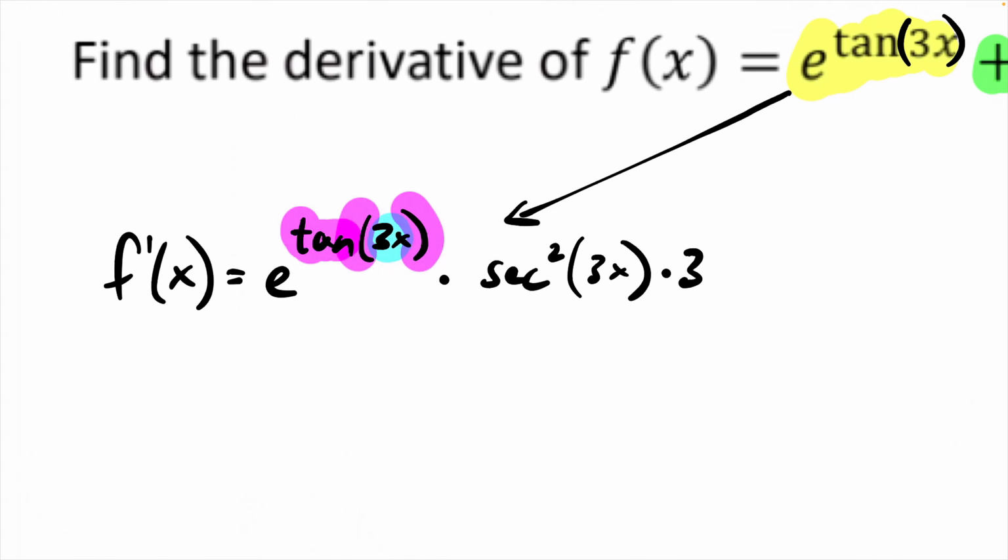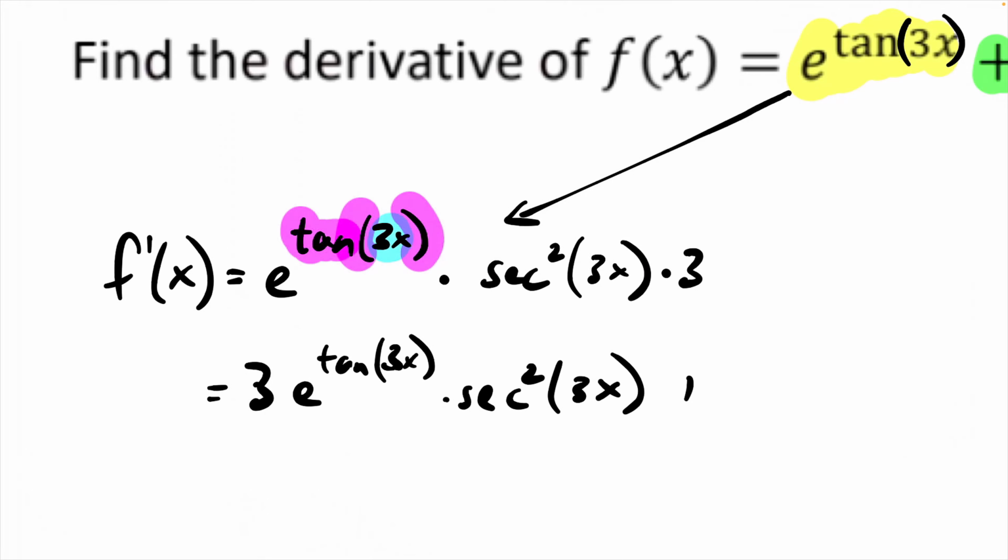First problem is done. You'll probably see it with the 3 in the front: 3 times e to the tangent of 3x times secant squared of 3x. That's probably a better way to do it, but okay, so that's the derivative of the yellow.